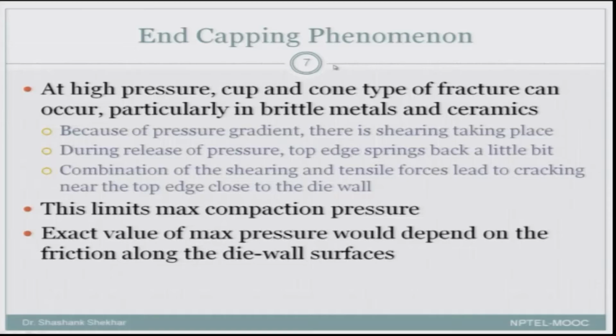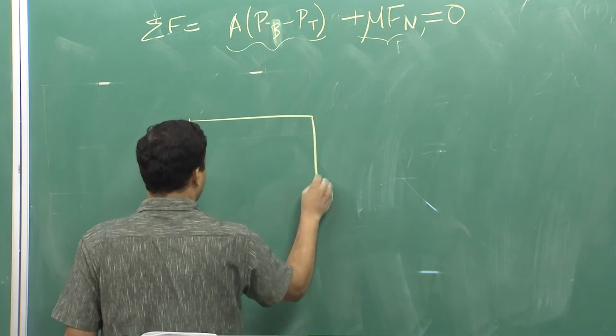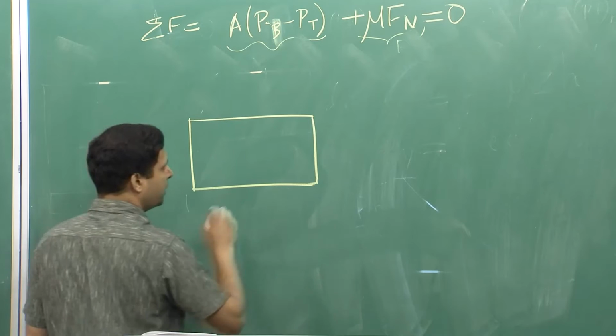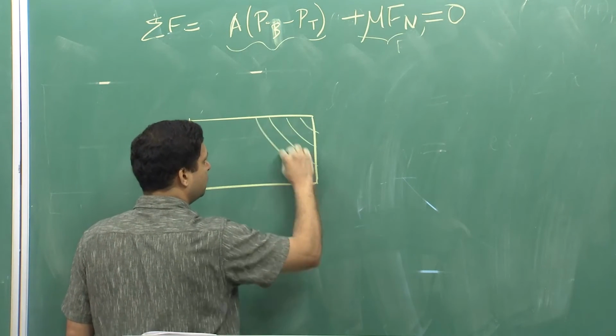Next, when we are doing compaction, there is still another important aspect to this, which is called the end capping phenomenon. This is a simple concept, and if we were to explain it simply, it will come out like this. Let us say you have again a compact, there is a pressure variation along this, as we have already seen.